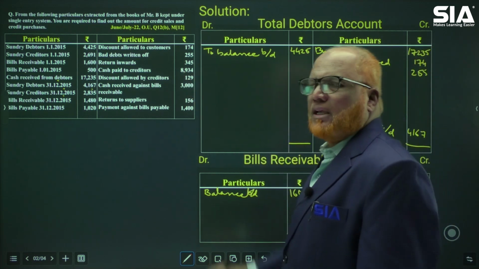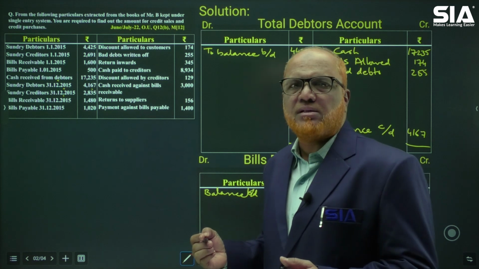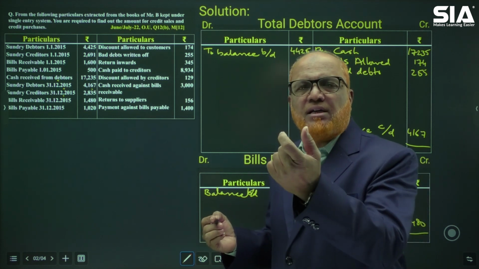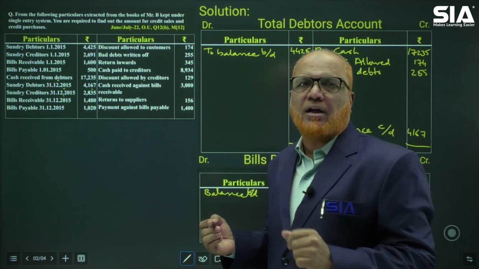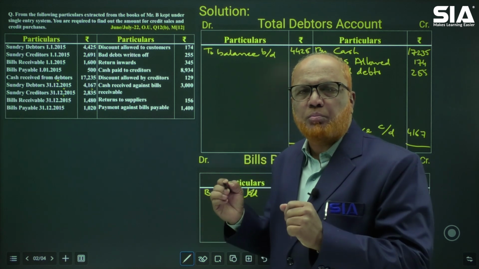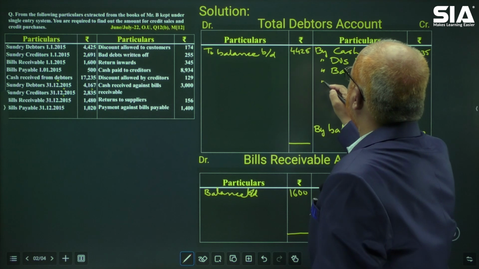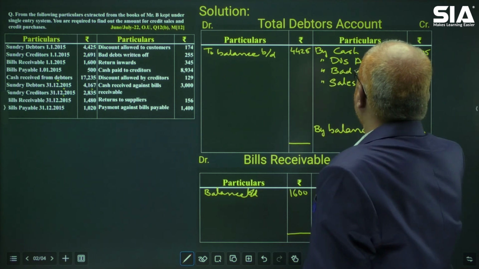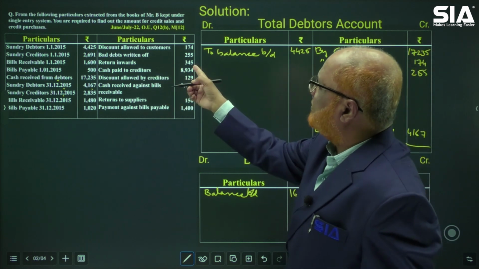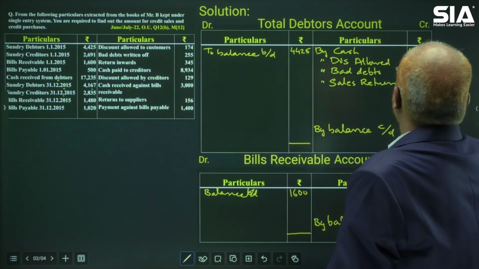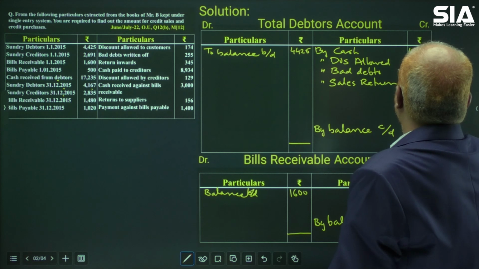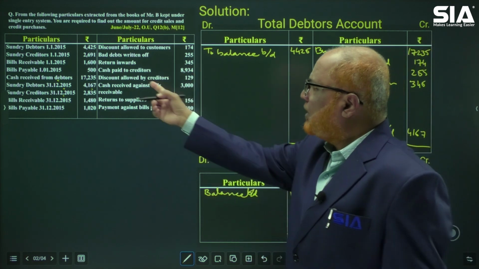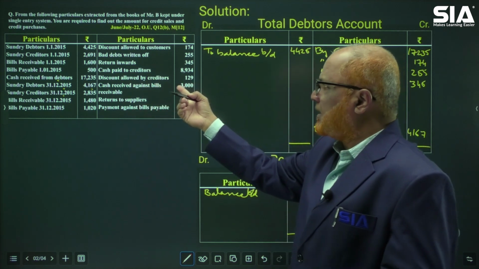Then we have return inward. Return inward means sales return. The entry for sales return is sales return account debtor to debtors. So debtors account should be credited by sales return. Sales return. How much is the return inwards? 345. Next, cash paid to creditors we are not taking right now. Discount allowed by creditors. Again, we are not taking.